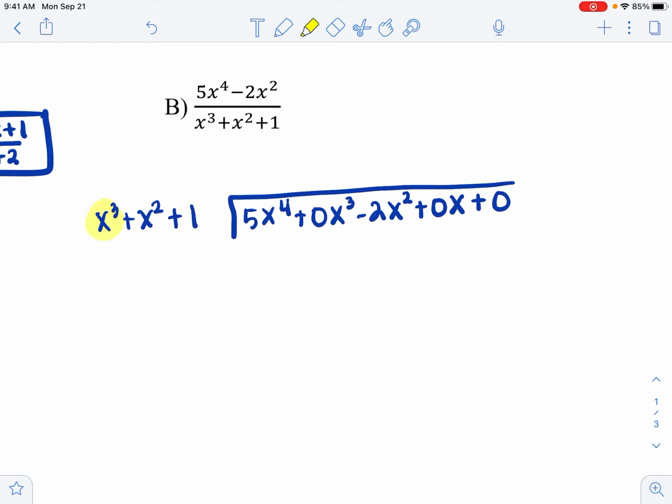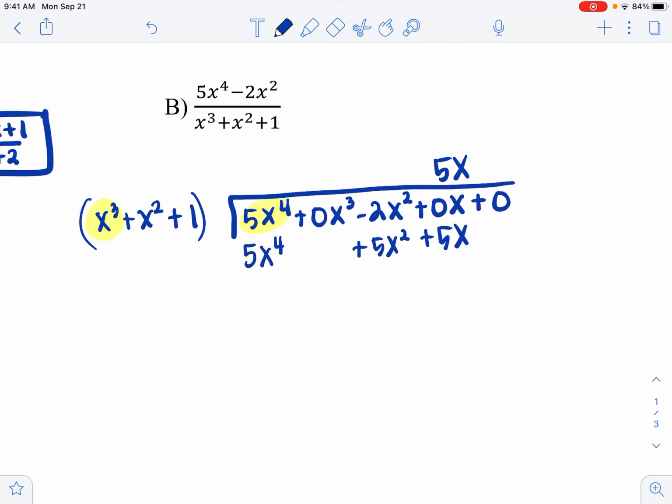Okay, so I'm going to look at my first term and my first term. What do I need to multiply an x cubed by to get it to be a 5x to the 4th? 5x. So I'm going to take my 5x, I'm going to write it above my 0x because it's a linear term. Whenever I write anything up here, I need to multiply it by everything here. 5x times x cubed is 5x to the 4th. 5x times x squared is 5x squared. 5x times 1 is 5x.